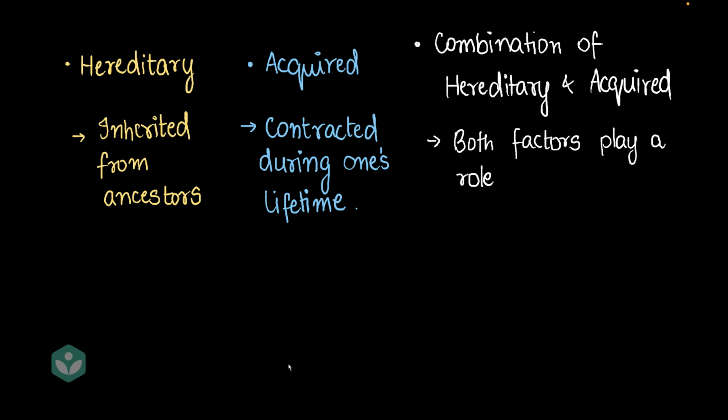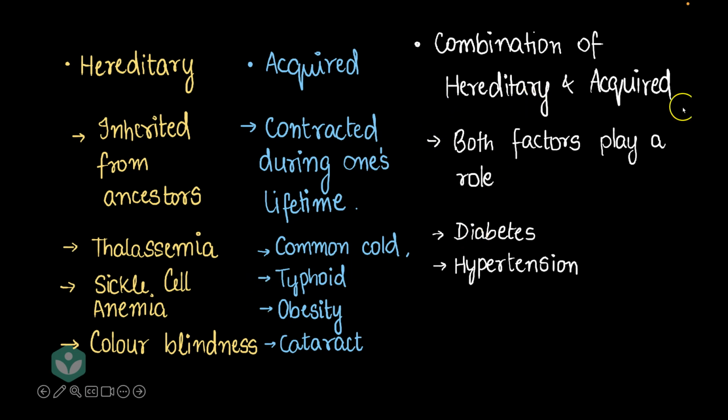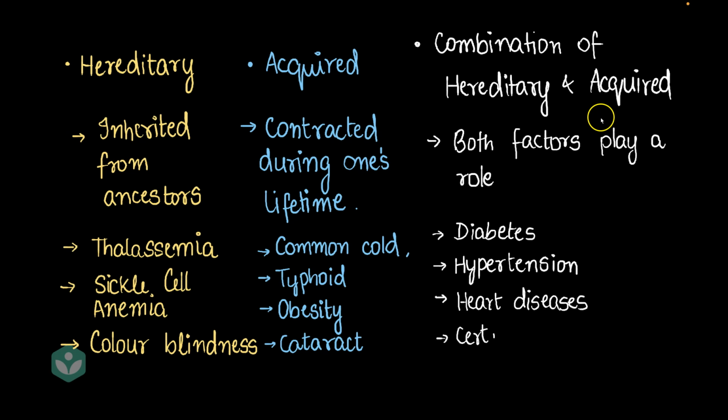Let me display the examples of hereditary and acquired diseases on the screen. And now to the diseases which are a combination of hereditary and acquired diseases. We discussed diabetes, right? Let me discuss a few more examples. Hypertension or high BP is another example of a disease which is both hereditary and acquired. It has both the components. Similarly, quite a few heart diseases are also both hereditary and acquired, including certain cancers, which can be both hereditary and acquired.